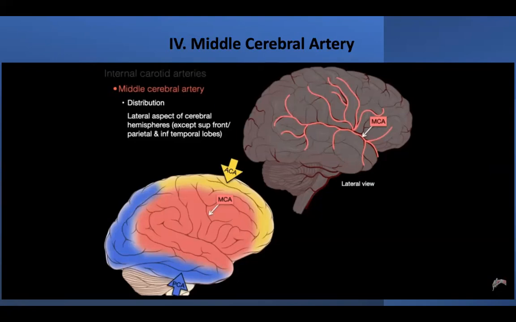Now, what happens basically is that it courses along the lateral surface of the brain. You see here, this area is color-coded. The red area is where the MCA is. It courses along the lateral surface of the brain. So you see that it covers part of the frontal lobe, the superior part of the temporal lobe, and the medial part of the parietal lobe.